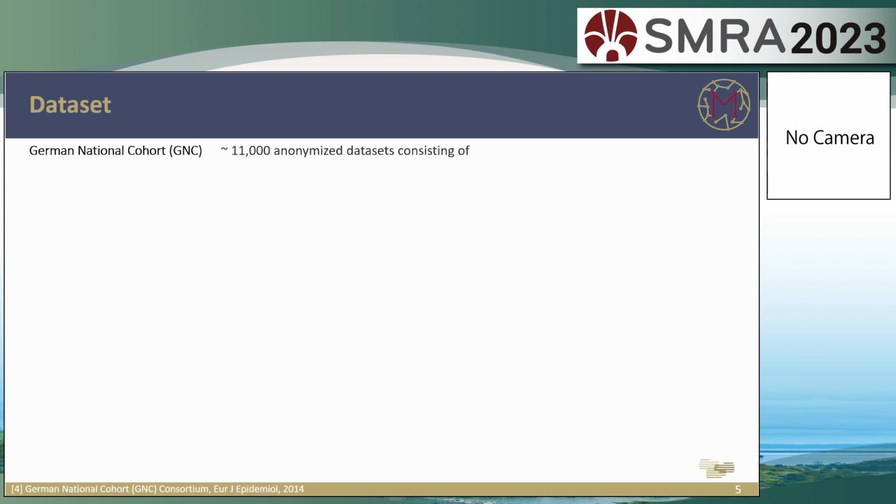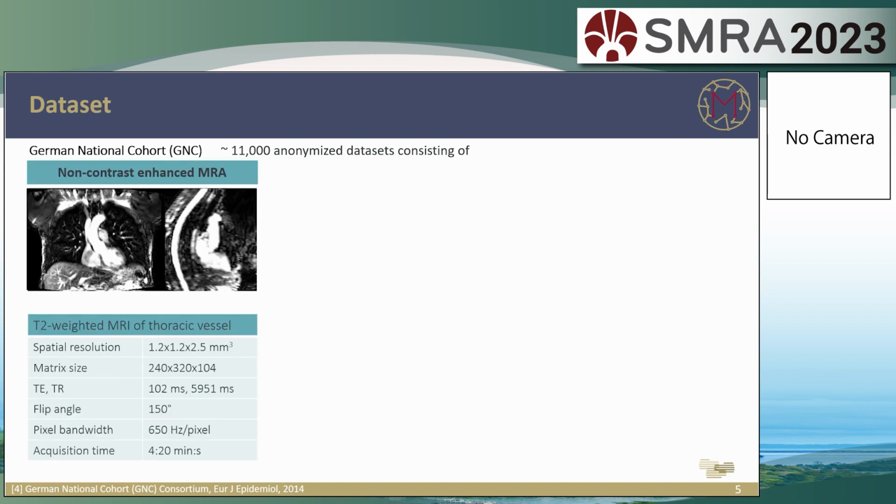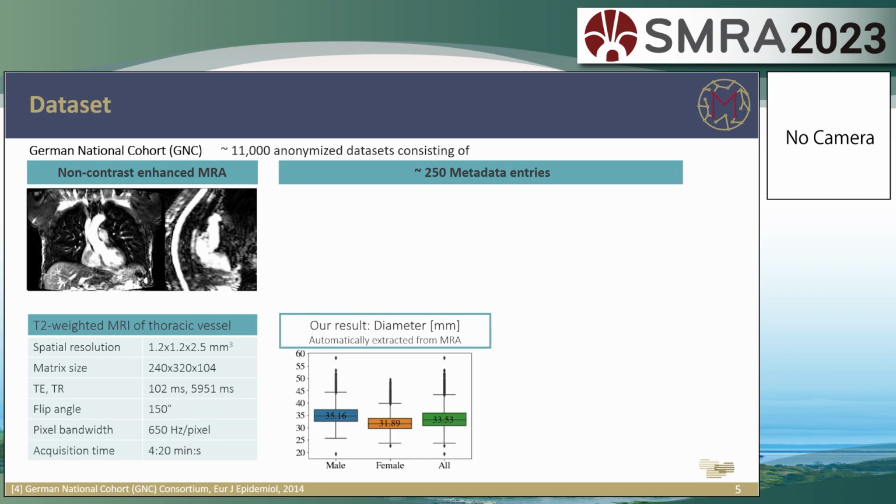And we performed these methods on the German National Cohort, and this data set is so special since we had access to almost 11,000 non-contrast enhanced MRA images, and additionally approximately 250 different metadata. So in the first step of our work, we took those non-contrast enhanced MRAs and trained our deep learning model, and also then could compute automatically the diameter size of the mid-ascending aorta.